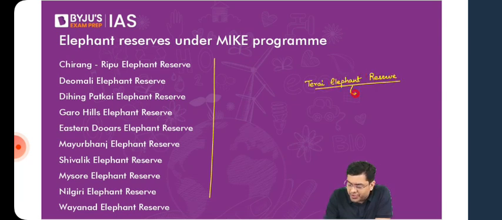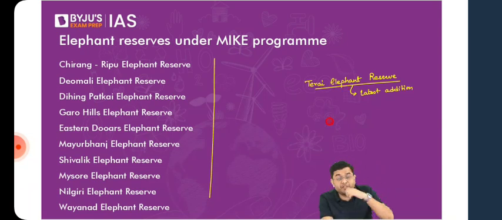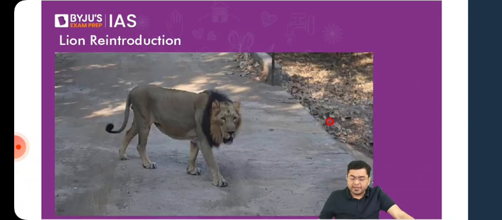It is situated in the foothills of the Shivaliks. Here you will find rhinos and tigers also. This will include the region of the Katarniaghat Reserve that you have in the northern part of Uttar Pradesh. All those areas would be included in this. Okay. Then we come across the aspect of lion reintroduction or lion relocation.